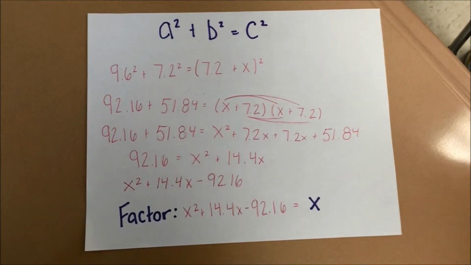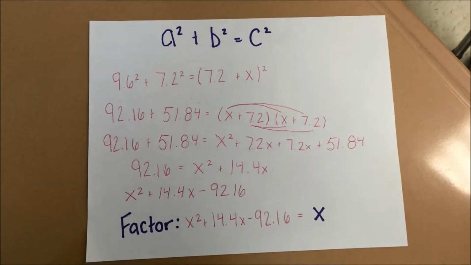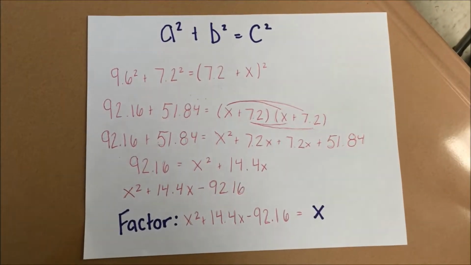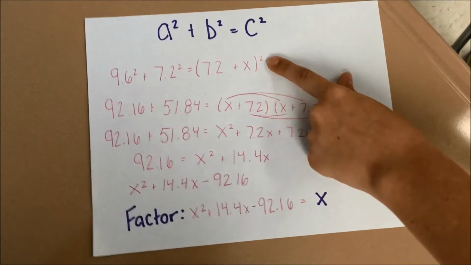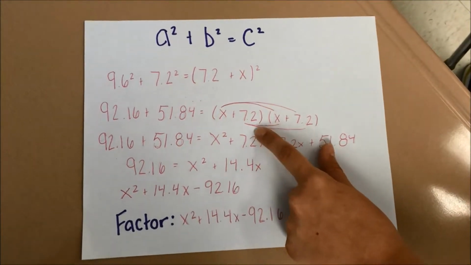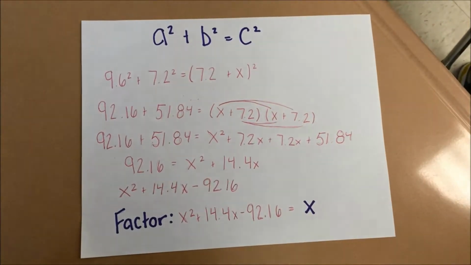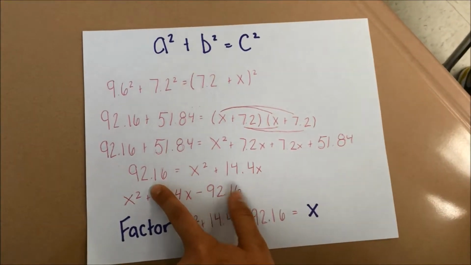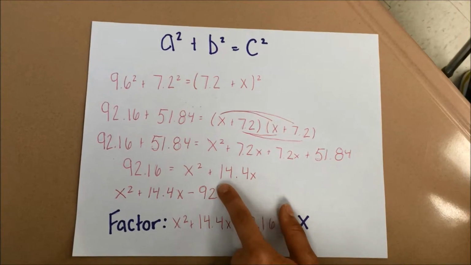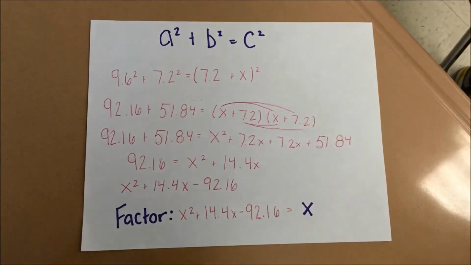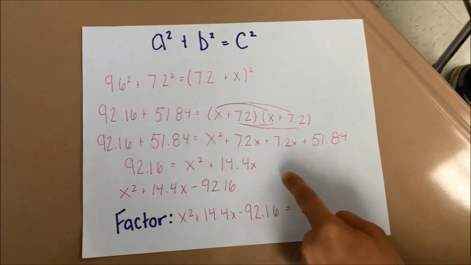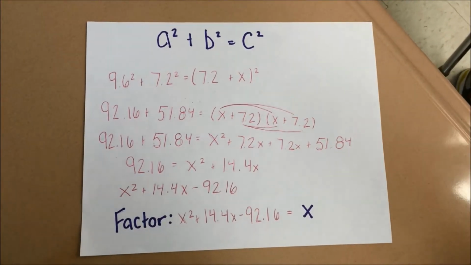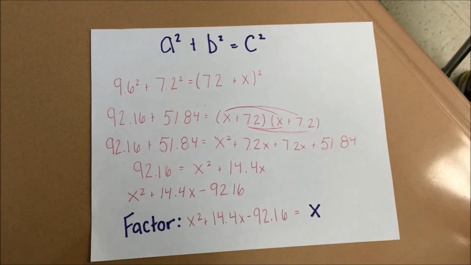9.6 squared is 92.16, and 7.2 squared is 51.84. Then you would factor that: this is (x plus 7.2) times (x plus 7.2). You would solve that, and then you'd get 92.16 equals x squared plus 14.4x. You would subtract 92.16 from this side to get x squared plus 14.4x minus 92.16. Then you would factor that to find x and the missing side.